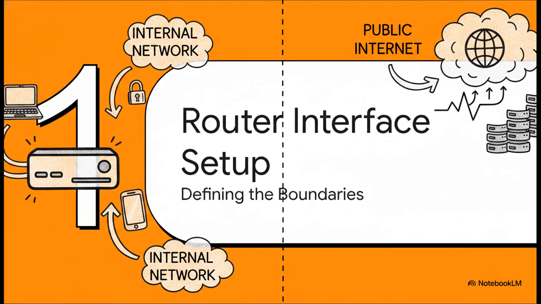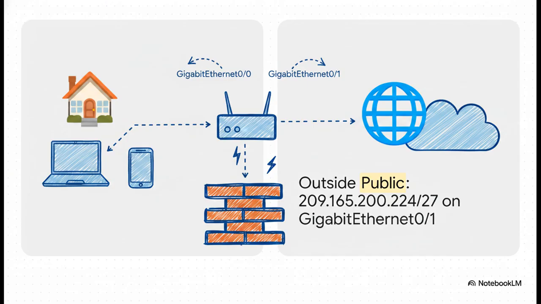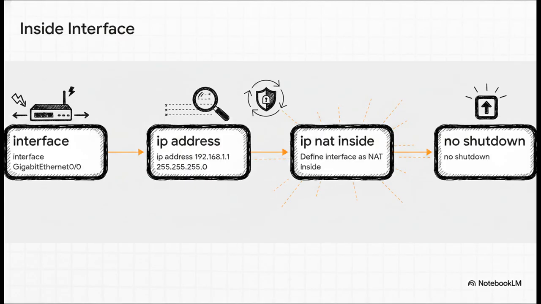Look, before we can translate absolutely anything, the very first step is telling the router exactly which side is our internal network and which side is the external, public internet. Let's take a look at our setup. Over on the inside LAN, we've got a private network using the 192.168.1.0 subnet. That's hooked up to our router's Gigabit Ethernet 0/0 interface. Then, for our outside public network, we're on the 209.165.200.224/27 subnet running off Gigabit Ethernet 0/1. You're going to want to keep these interfaces in mind because they are literally the foundation of everything we're about to build. So let's see what this looks like on the CLI.